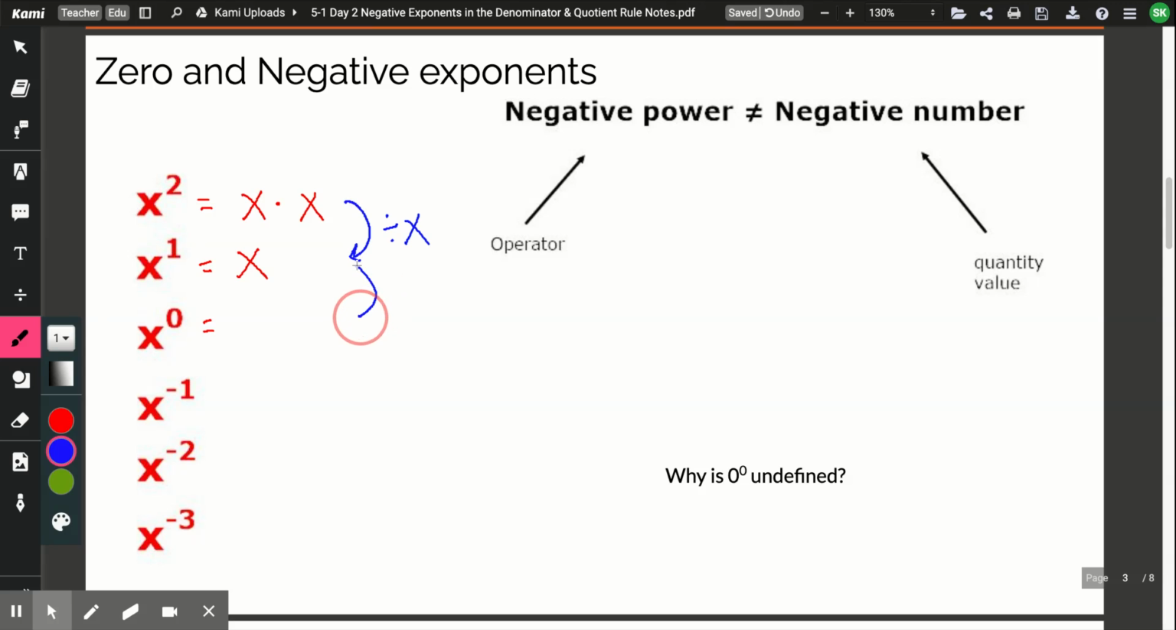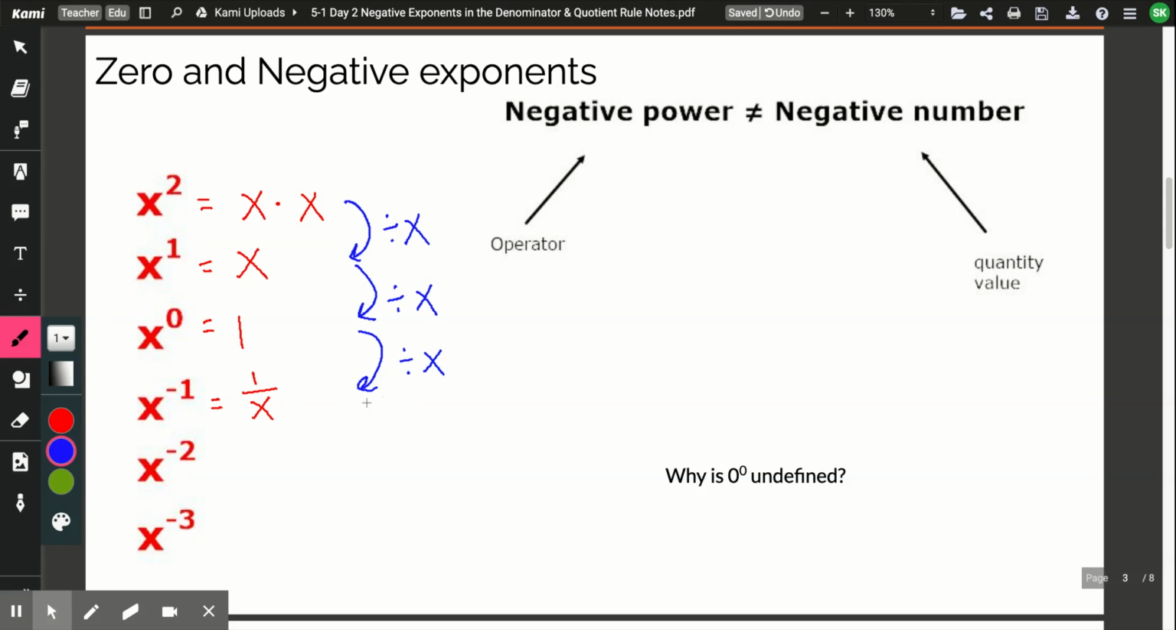So if I divide by x again, we can figure out what x to the 0 power equals. What is x divided by x? It is equal to 1. So this is how we learned last time that any number to the 0 power is equal to 1. So let's continue following this pattern and get to the negative exponents. If I take 1 and divide x from that, it'll tell me what x to the negative 1 power is. So what is 1 divided by x? It is 1 over x.